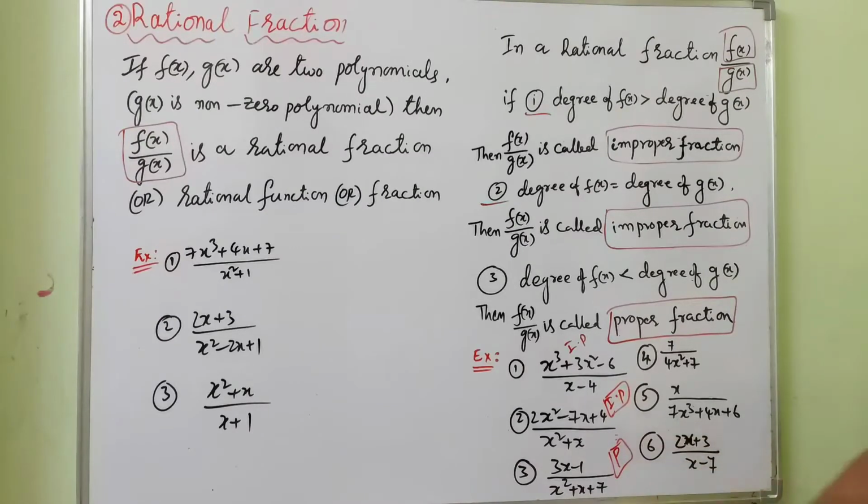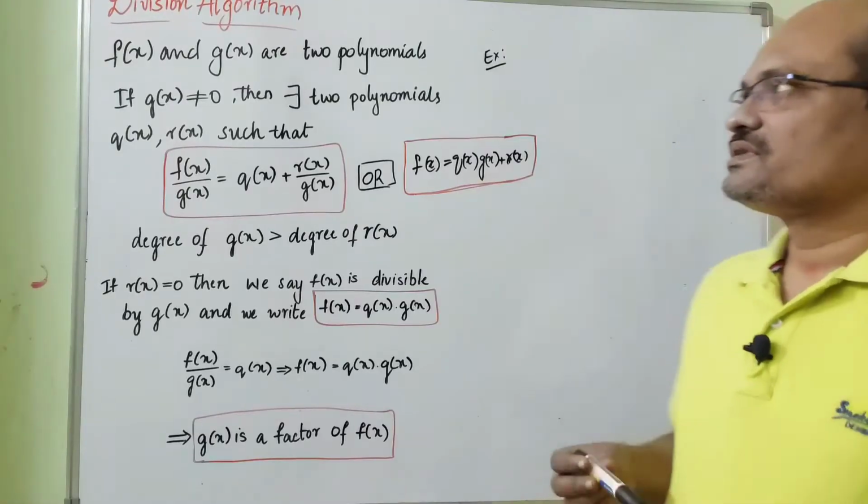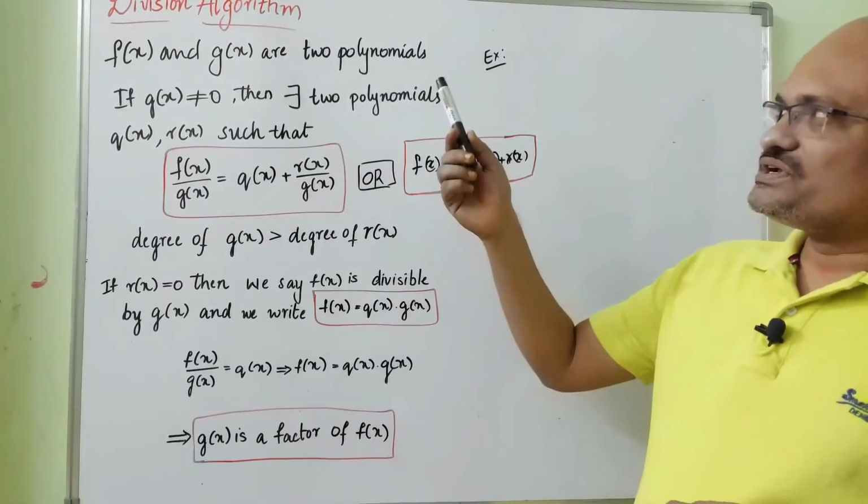It's a proper fraction. Here the numerator is a constant, degree 0, and the denominator degree is 2. So the numerator degree is less, that's why it is a proper fraction. Here the degree of the numerator is 1 and the denominator is 3, the numerator degree is less, so it is also a proper fraction. Here the degrees are the same, 1 and 1. It is an improper fraction. Next definition is division algorithm.